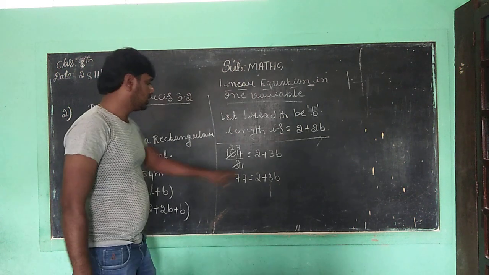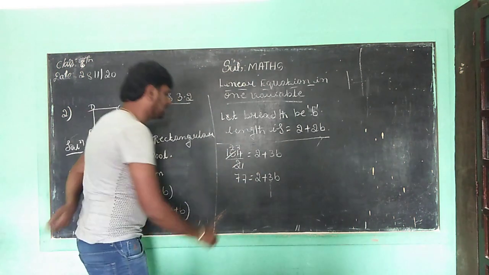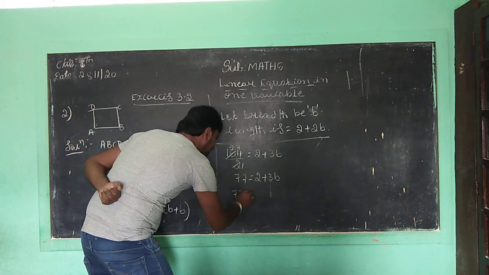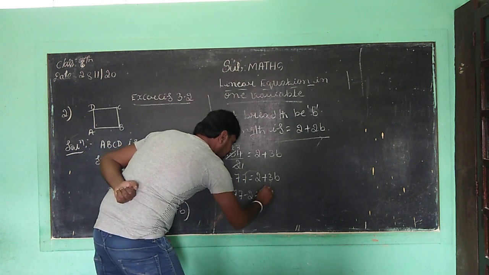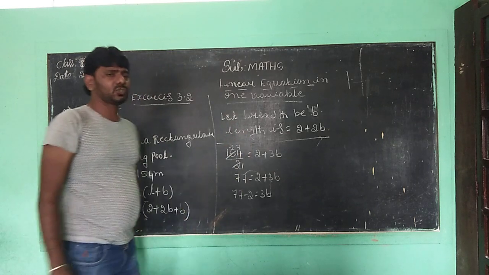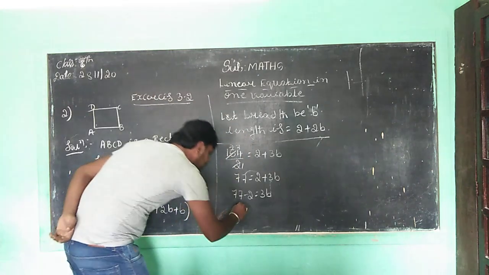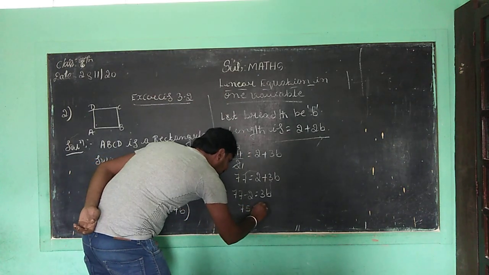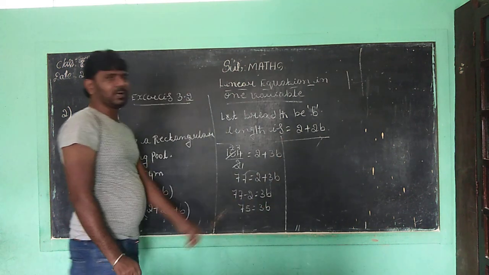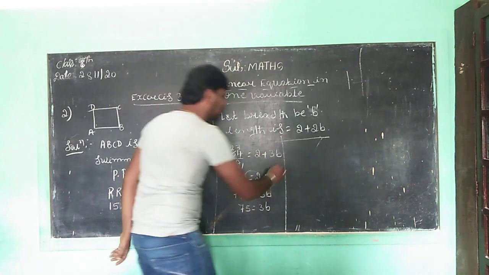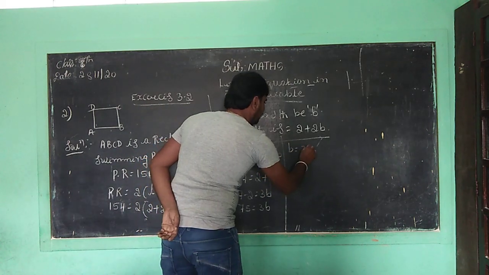So children, this 2 will transport to the left hand side, meaning 77 minus 2 is equal to 3b. 77 minus 2 is equal to how much children? 75 is equal to 3b. Correct children? Children, now we want to find only b. b is equal to 75 by 3.